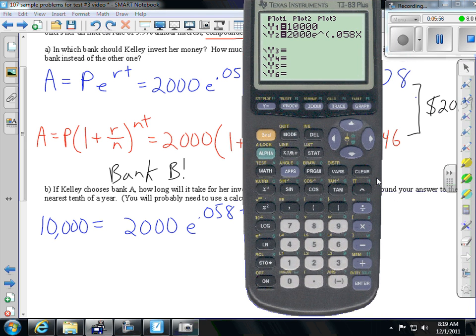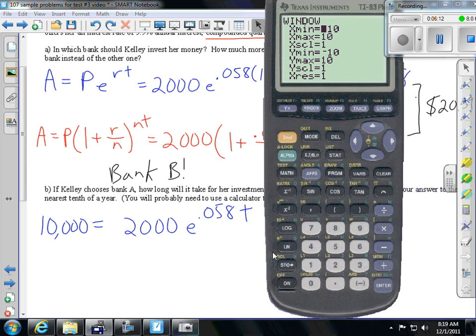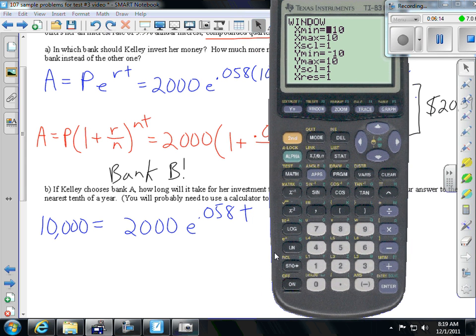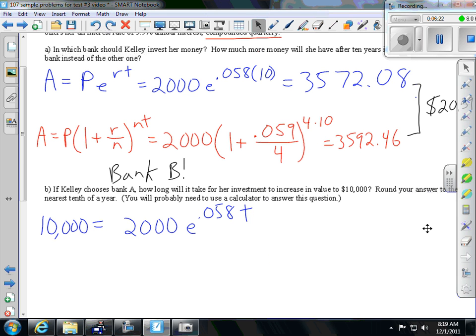Now you can save yourself a lot of aggravation by not just hitting graph, because you won't see anything because your window is not appropriate. So it's worth spending 30 seconds thinking about an appropriate window. Okay, Xmin and Xmax. X in this case is time, it's t. So the clock starts when t is 0. And then how long is it going to take for us to get to 10 grand? Well, I don't know. That's what we're after. But I do have some information.